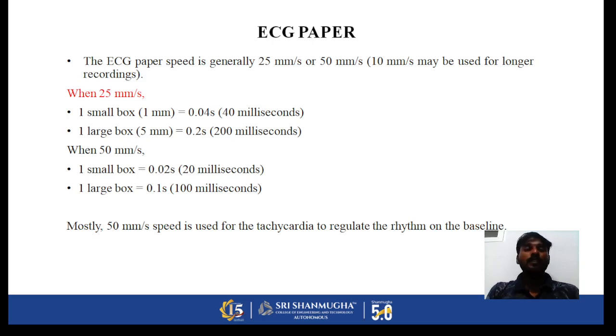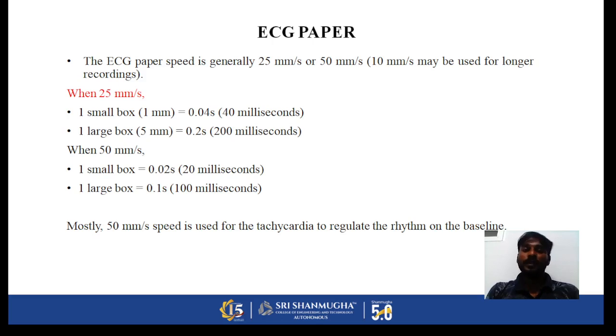ECG paper speed is generally 25 mm per second or 50 mm per second, or in some cases 10 mm per second may be used for longer recordings. Generally, we use 25 mm per second as the standard. When a patient has tachycardia, we should run it at 50 mm per second. If the patient has bradycardia, we should run it at 10 mm per second.